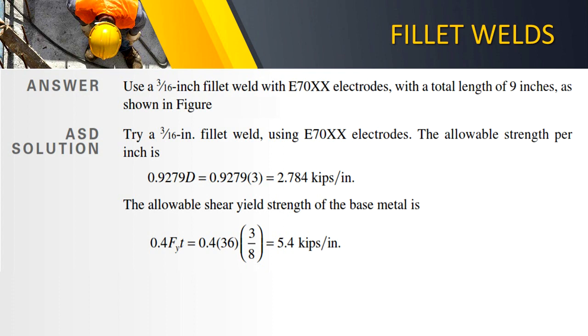For the answer, use a 3/16-inch fillet weld with E70XX electrodes with a total length of 9 inches as shown in the figure. For the ASD solution, try a 3/16-inch fillet weld using E70XX electrodes. The allowable strength per inch is 0.9279D, and by substituting the value, we get 2.784 kips per inch. The allowable shear yield strength of the base metal is 0.4 FYT, which by substituting the value, we get 5.4 kips per inch.